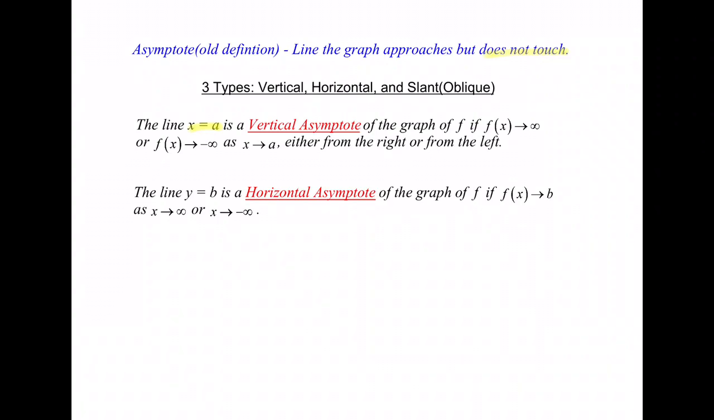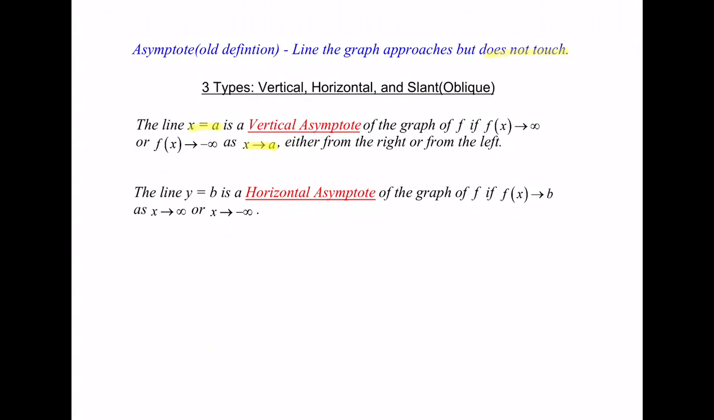So as your y is approaching infinity and negative infinity, your x value will approach this a value from the left or the right side. Okay, so that's the more accurate definition. Now, I will tell you with a vertical asymptote, the graph will not touch a vertical asymptote, but that's not true for a horizontal asymptote.